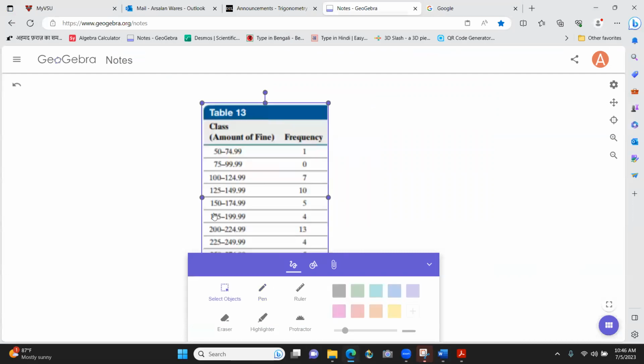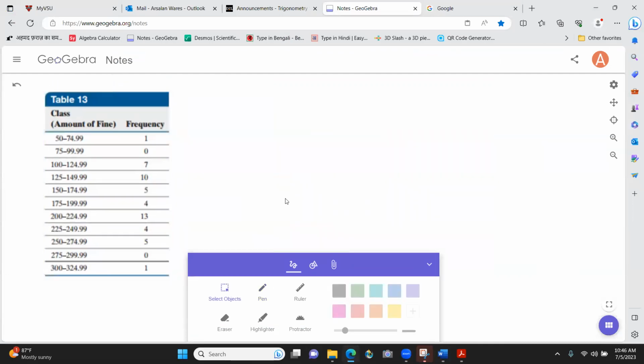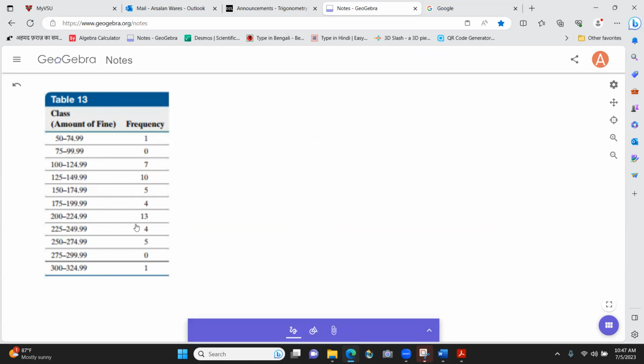Okay, guys. So if you look at this problem, this time they are saying the amount of fine is 50 to 74.99 cents is 1. The amount of fine here is 0. These are called the frequencies. How many times are the fines in these ranges? Now, the problem is for the range, we have to find the midpoint of each range, and we find it in a very specific way.